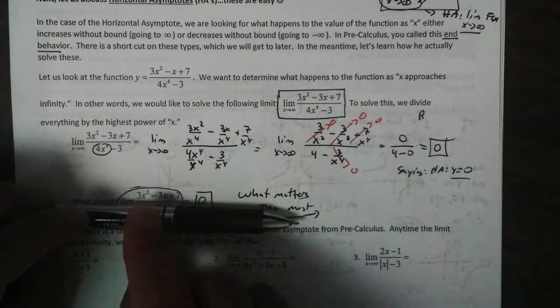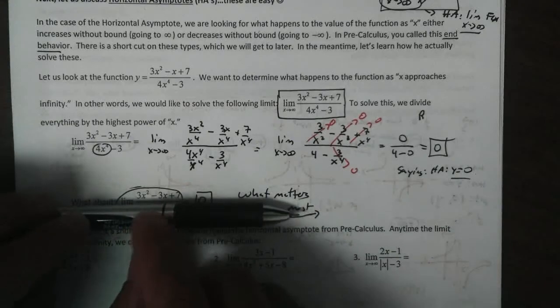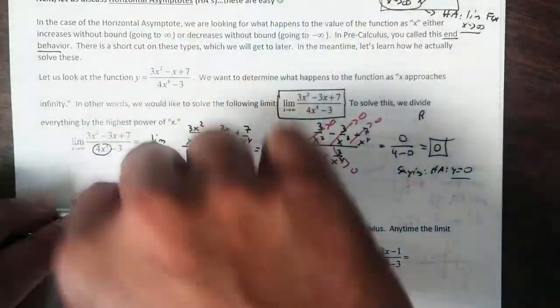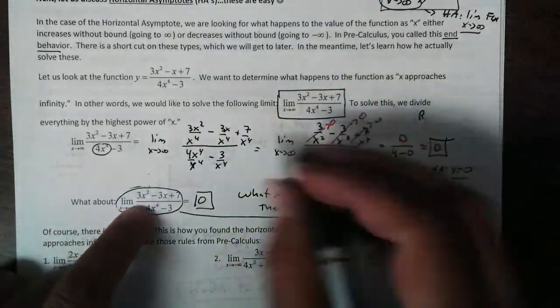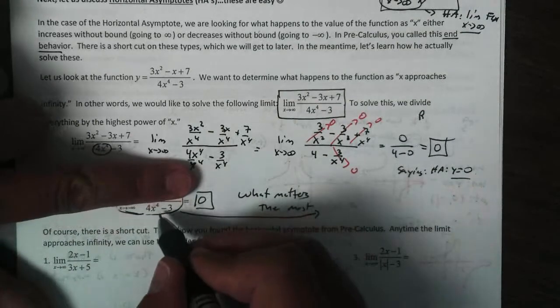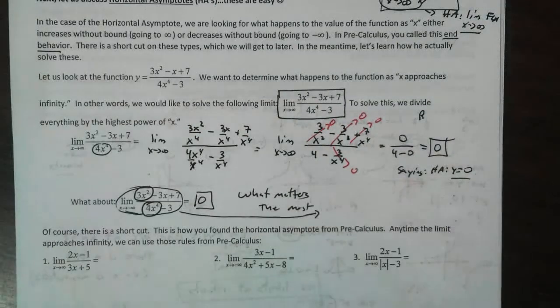I have this 3x squared minus 3x plus 7. Well, this is a parabola. What determines the shape of the graph is that largest degree, that 3x squared. So what matters the most here is this 3x squared. And on the bottom, same thing. This is a quartic graph, so it's that 4x to the fourth that makes the big difference for us.